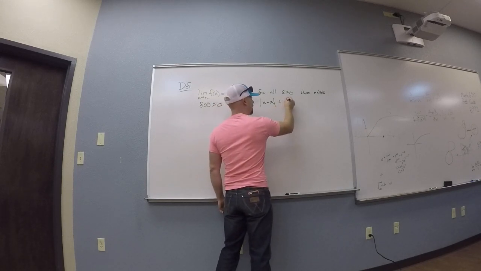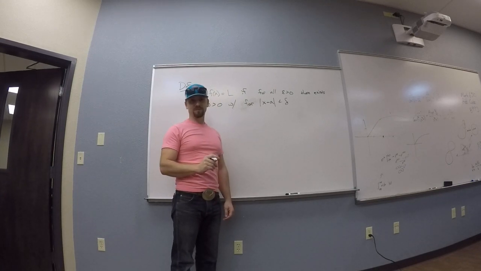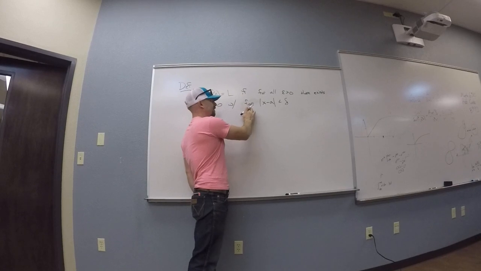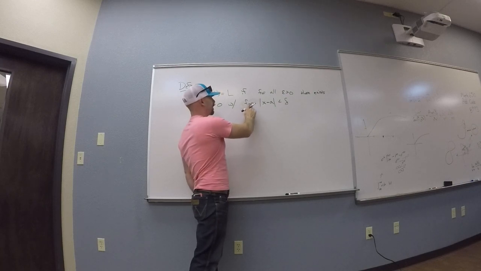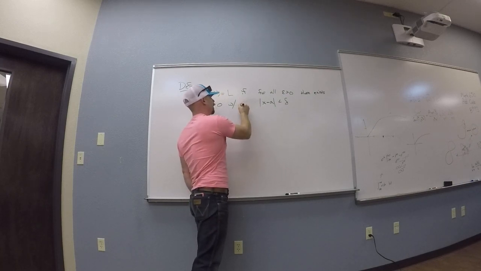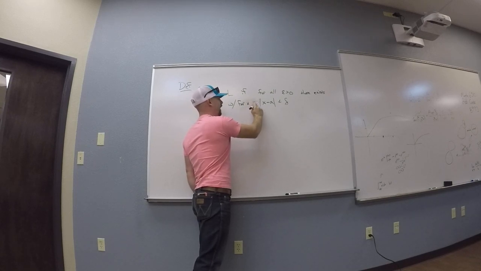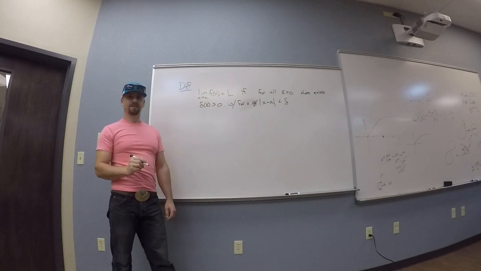smaller than delta. Absolute value because it's distance, right? Absolute value is distance. And really this is a quantifier on x's, right? So I really should be saying with the property that for x's with, does that make sense?